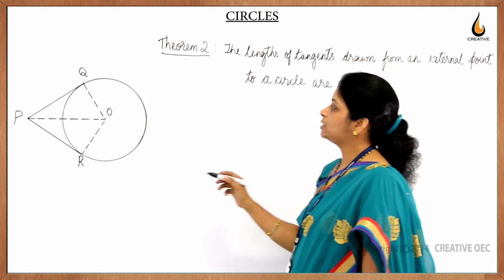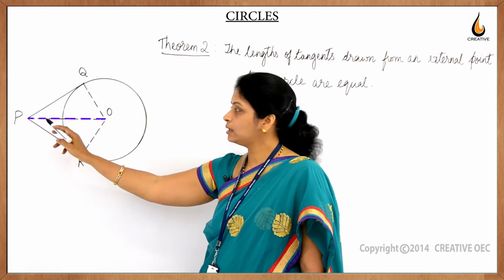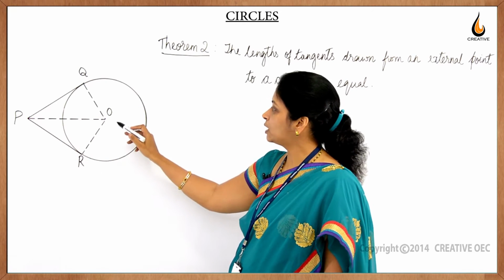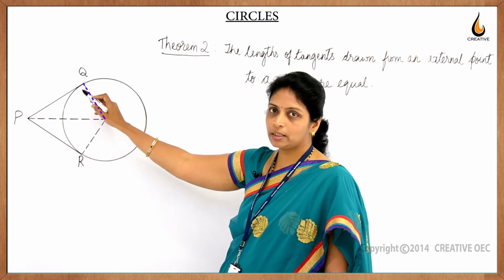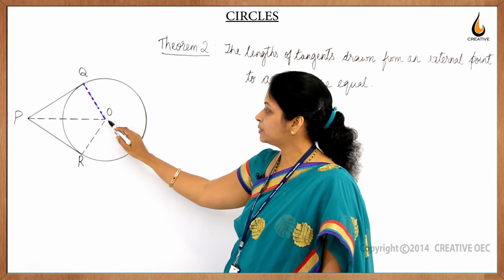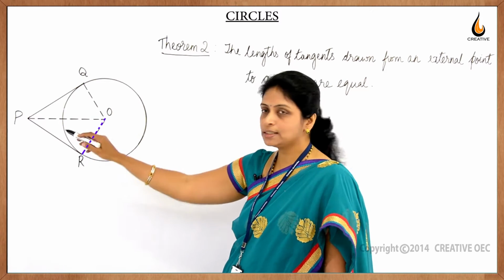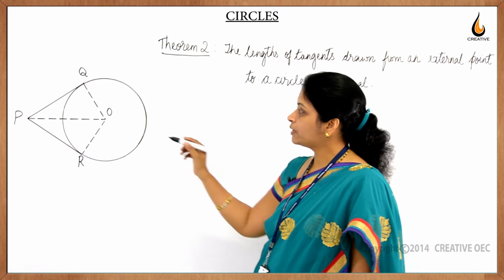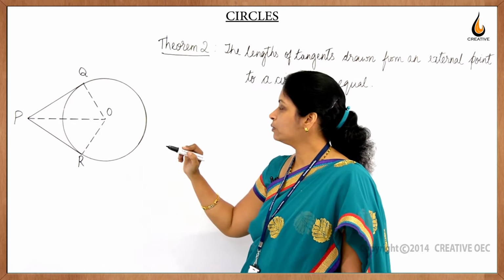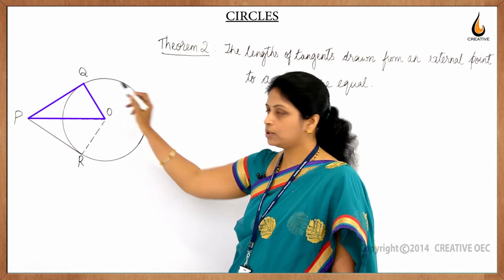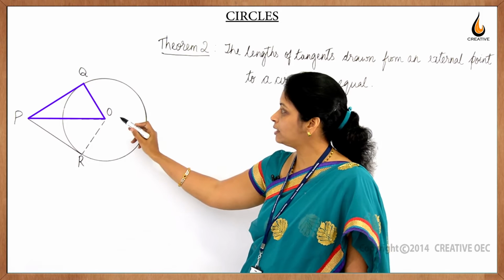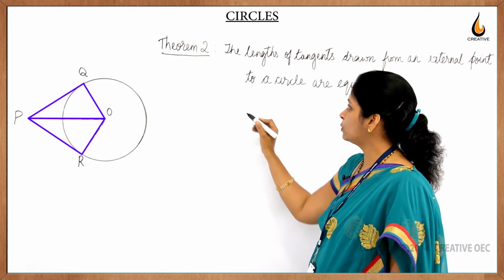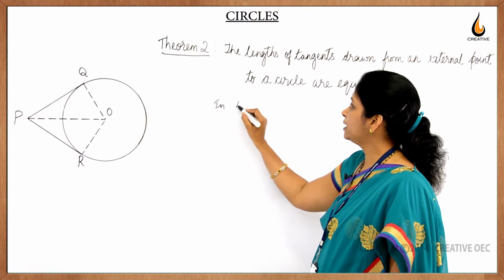For that, we will join P to O, we will draw PO, and we will join the center of the circle to the point Q, and from the center to the point R we will draw lines and join them. Now we will see that in this figure we have two triangles. One is triangle OPQ and the other one is triangle OPR.